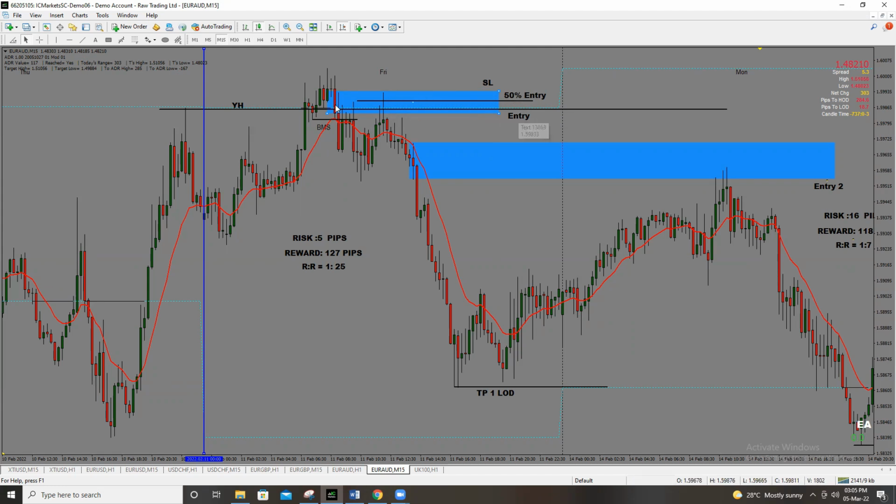It came back. That did not hit our stop loss. Where is the stop loss? At the top side. So you have your stop loss there, your 50% entry, and your optimal entry. And there you push. Now, which is the first TP?